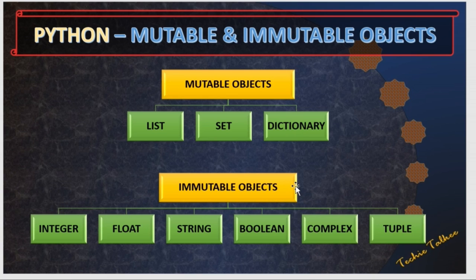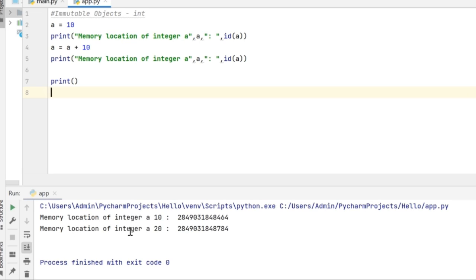As we know, immutable objects do not allow any change to them internally. So first, we have the integer object, which is an immutable object. I have a variable a, which is assigned the value 10. So the variable a is an integer object. And first, I'm printing the memory location of that integer a. So this is the memory location of the integer a with the value 10.